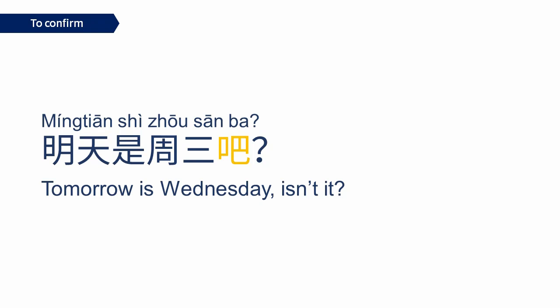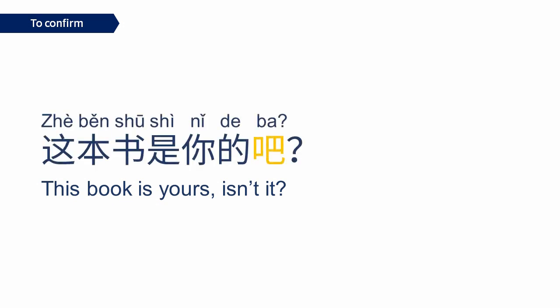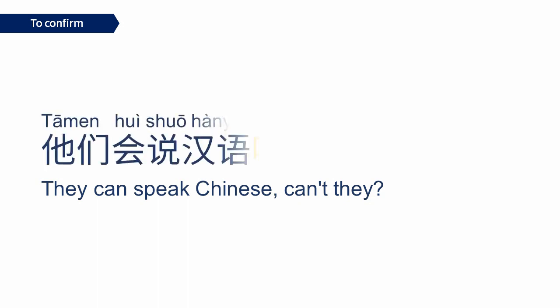How about this one? This book is yours, isn't it? 这本书是你的吧? Good. And this one? They can speak Chinese, can they? 他们会说汉语吧? Great.